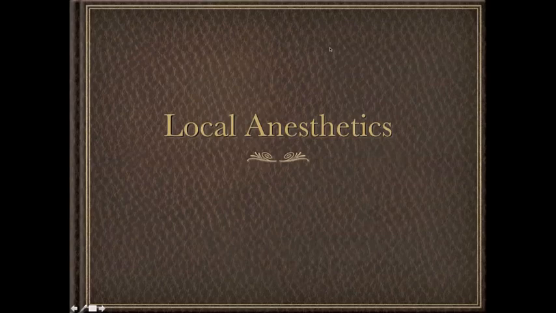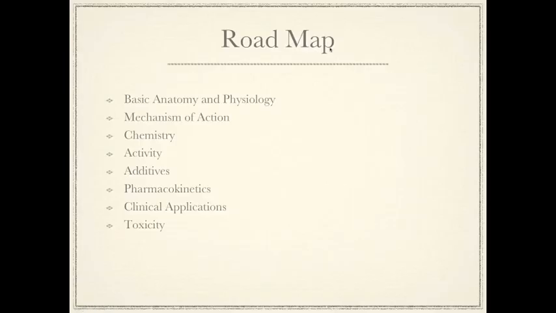Okay, so the local anesthetics. So we're going to talk about basic anatomy and physiology of the nerves, how they work, chemistry behind them, their activity, various additives that we can use to affect the function of local anesthetics, the pharmacokinetics of these drugs, how we use them clinically, and most importantly, their toxicity.